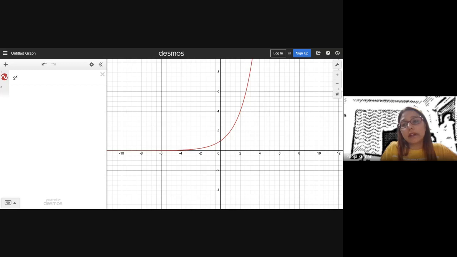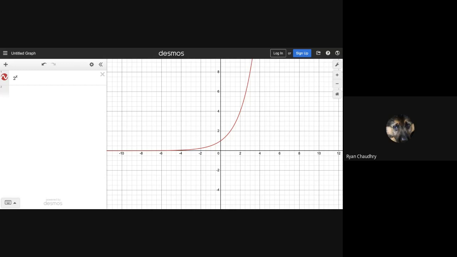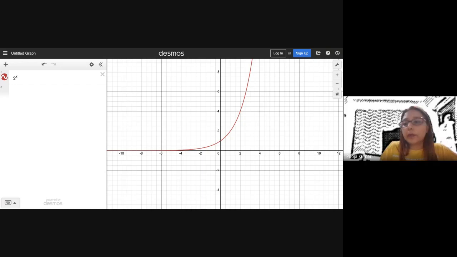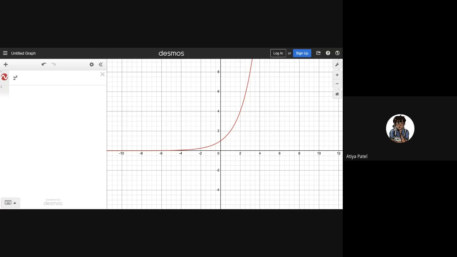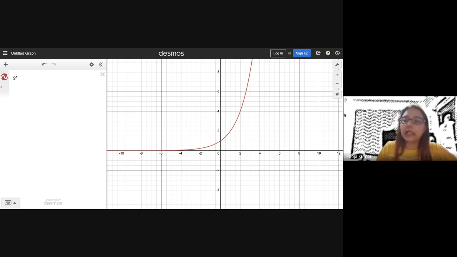It will be 1 upon 2 raised to power 1, which is nothing but 1 upon 2. Then 2 raised to power 0: any number raised to power 0 is always 1. It's just 1. 2 raised to power 0 is 1.